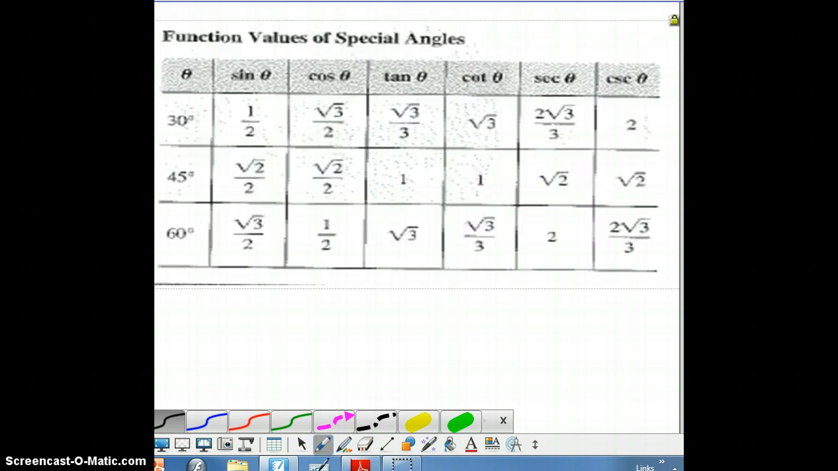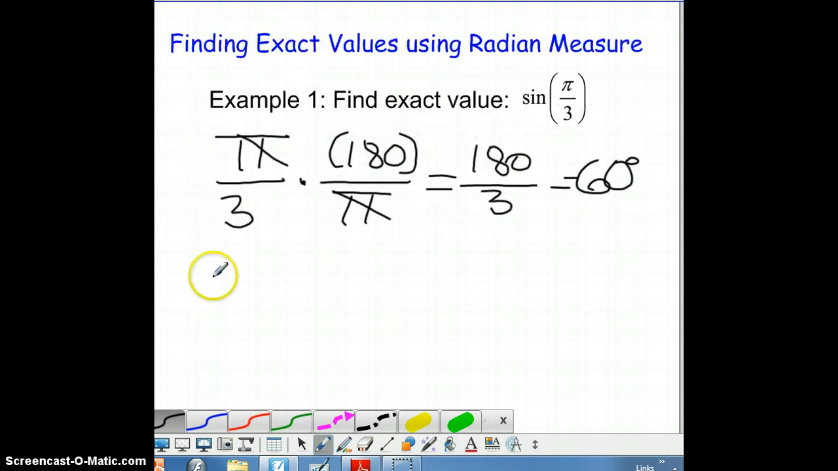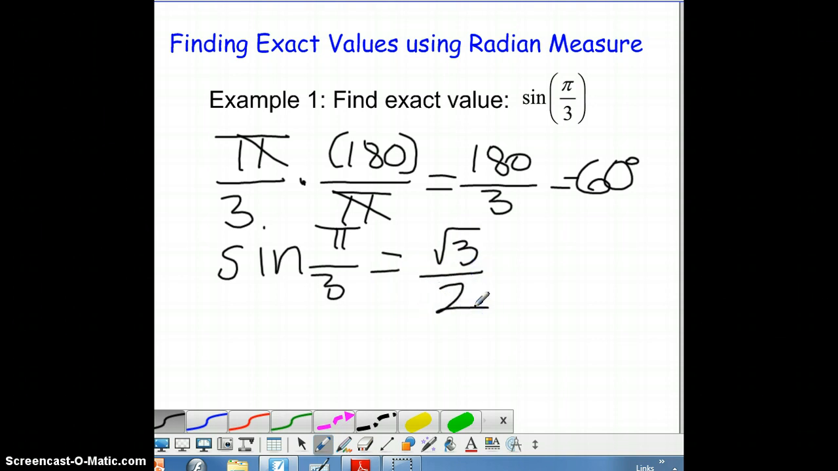You'll recall when we found exact values before, we used the function values for special triangles. In your textbook you'll find it on page 54. So the sine of pi over 3 is the square root of 3 over 2. It's the same value as finding the sine of 60 degrees. So our answer to this problem is the sine of pi over 3 equals square root 3 over 2. And that is our final answer. Let's move on to example 2.